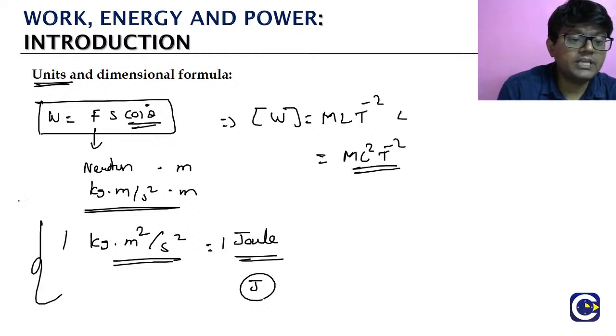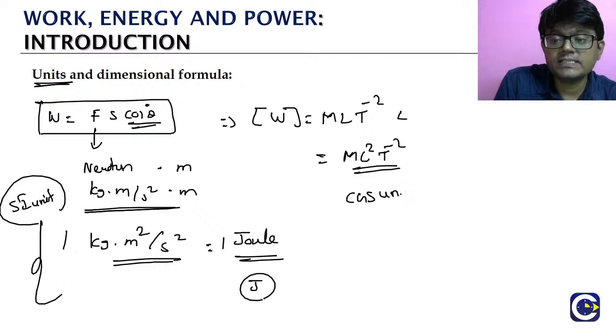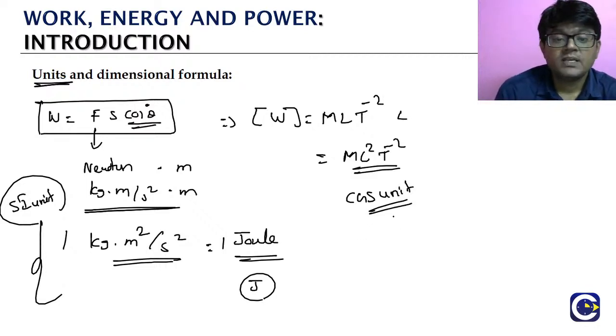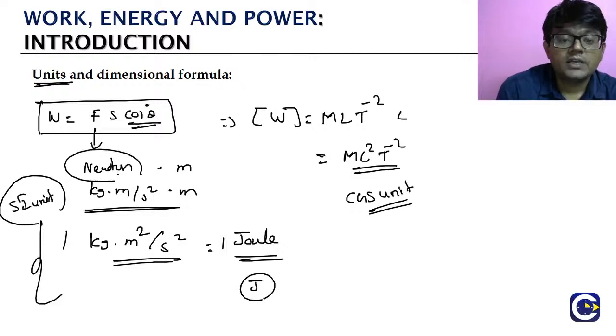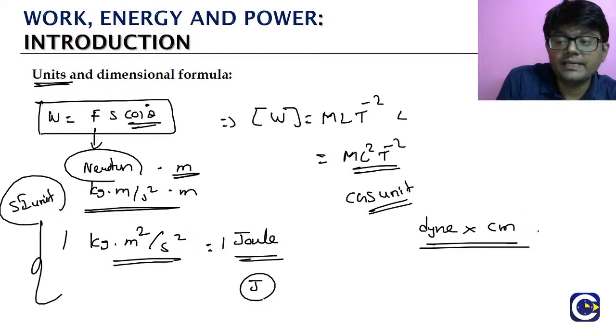Now we talked about the SI unit, but we also have one more common system, that is the CGS system. So we look at what is the CGS unit of the work. CGS unit means what? In place of Newton, we will get the CGS unit of force, which is dyne. In place of meter, what we will get? Centimeter. So the CGS unit of the work is dyne into centimeter, which we will call as erg.